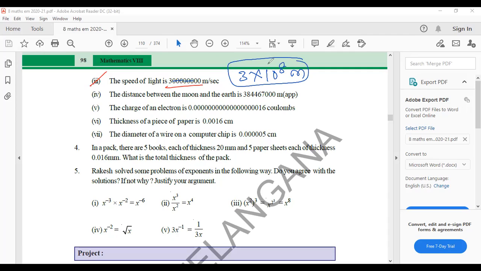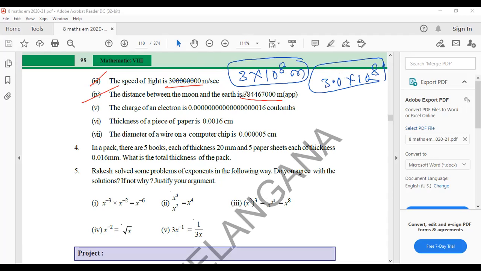Yes. So if they want 3.0, you can write 3.0 into 10 to the power of 8. Only one digit, which means you can write 0 also, nothing wrong in that. Number of things will come, you must take care. Now the third question is clear. Now go to the fourth question.